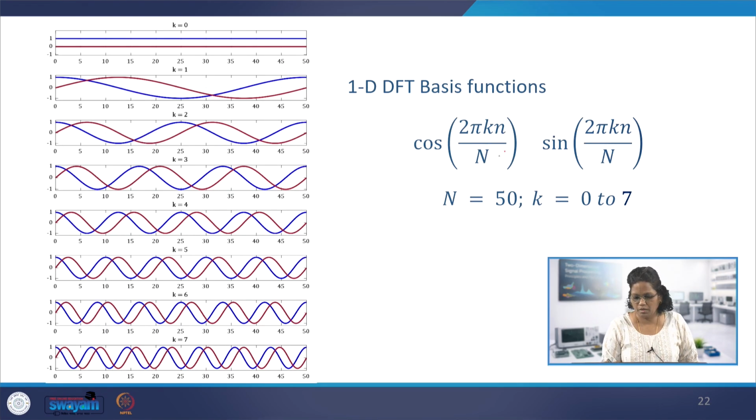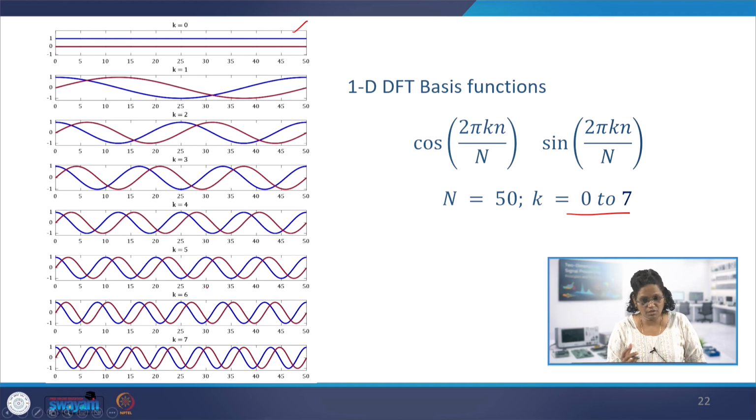As in the case of the DFT basis function, these are the two things. This is 2 pi k by N, for the same N equal to 50, with k varying from 0 to 7. K equal to 0 gives DC, and k equal to 1 gives the fundamental, then the second harmonic, third harmonic, and so on. It goes up to the 7th. So you can see the same points of time, that is, the waveforms of the fundamental, second harmonic, and third harmonic, just to visualize it.